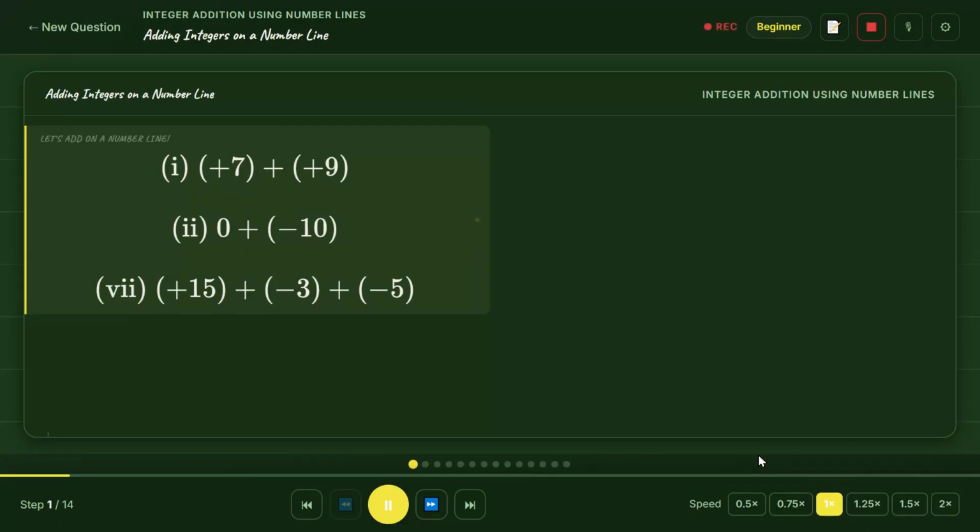Think of a number line like a long road with numbers on it. When we add a plus number, we walk to the right. When we add a minus number, we walk to the left. Let's have fun.